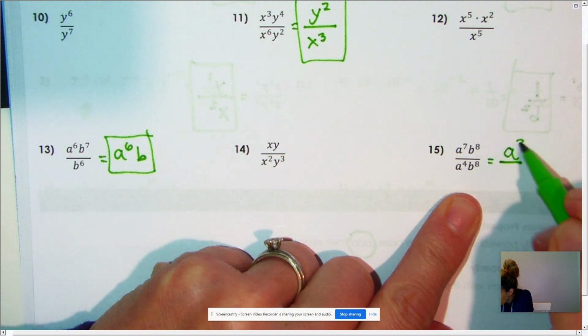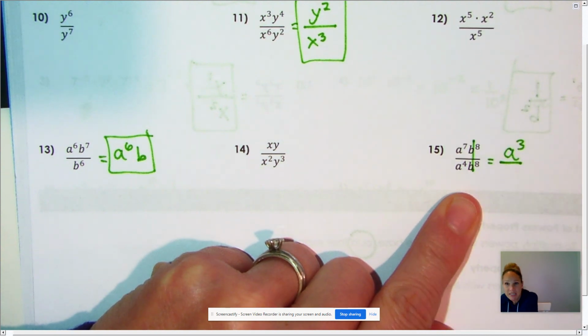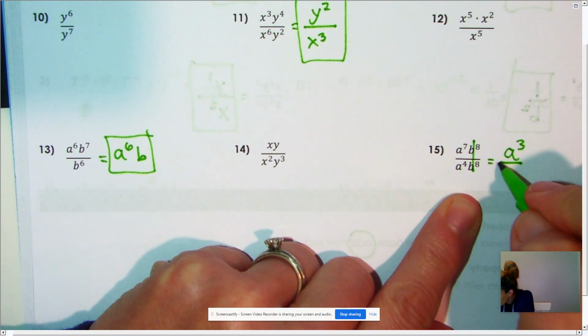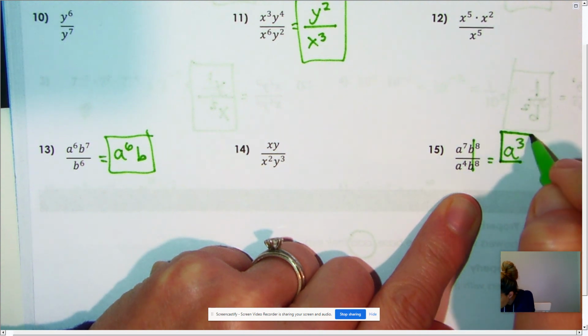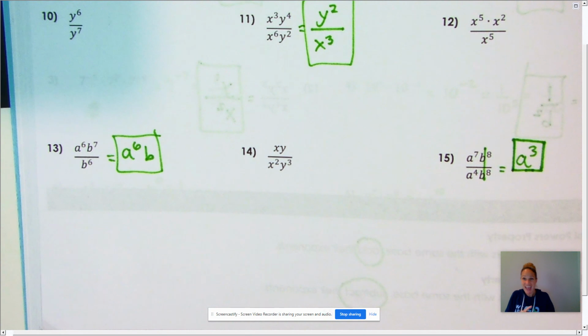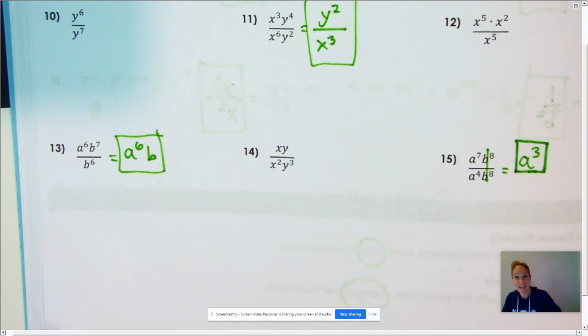Number 15, where do I have more A's, top or bottom? Top by 3. Oh, and the B's are the same, so they would just cancel. So I really don't even need that fraction bar. I'm just going to turn that into a box to box my answer. And that is it for 9.1 day 2.